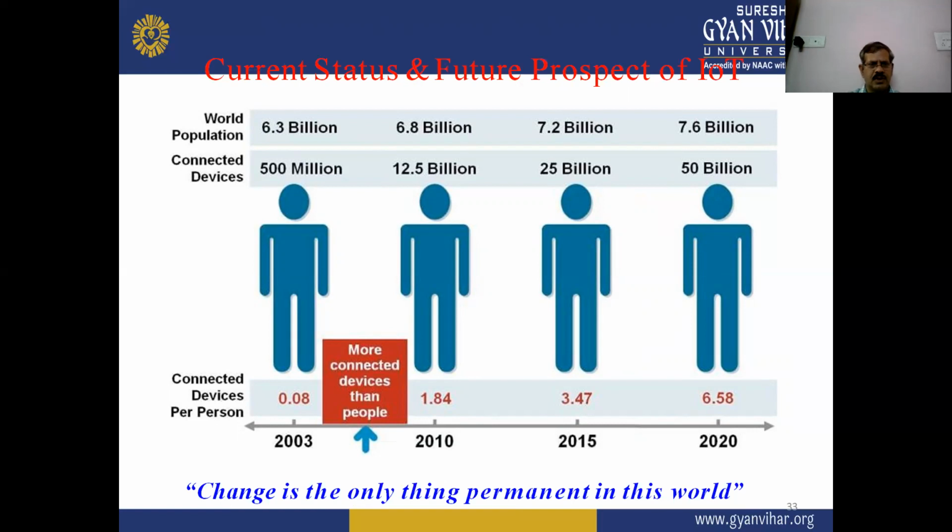So connected devices per person at 6.3 billion is 0.08, and for 6.8 billion, that is 1.4884, and for 7.2 billion, that is 3.47, and at world population 7.6 billion, the connected devices per person is 6.58. So this is the current status and future prospect of IoT year-wise.